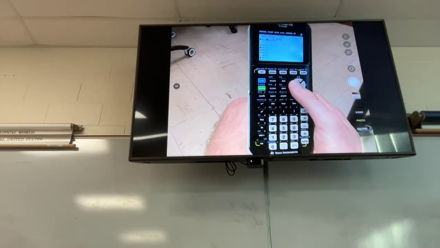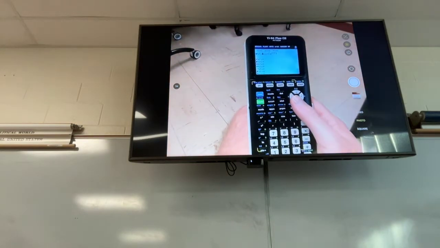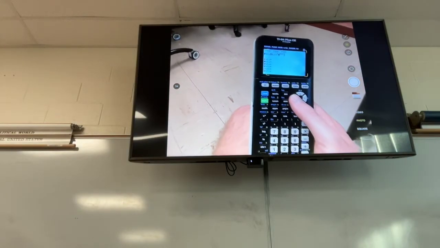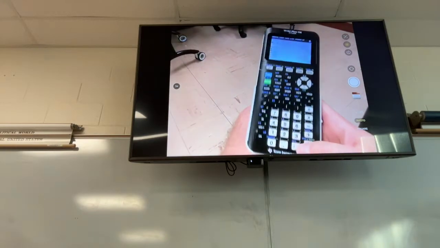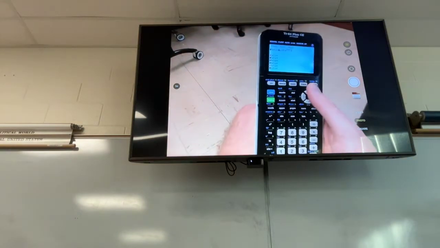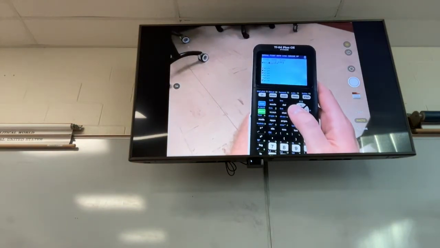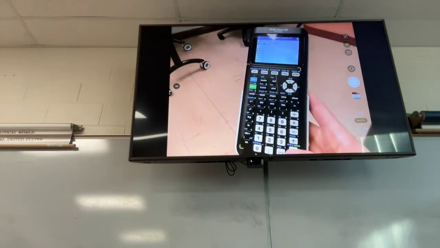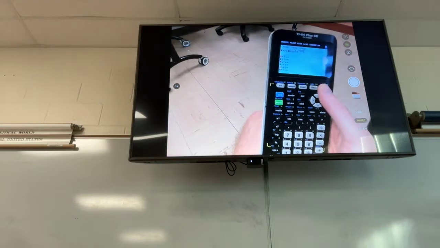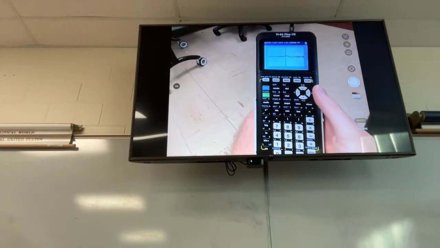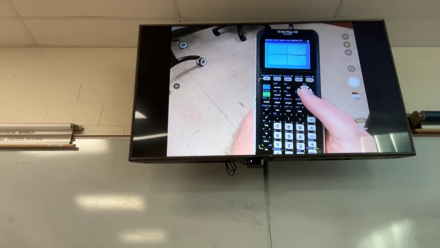Make sure you notice that this equal sign for the y1 equation is highlighted in black. If it's not highlighted like that, it's not going to graph anything. So go to y equals, hover the cursor over the equal sign, hit enter. Now hit graph. All right, cool, sweet. So that's our position function.